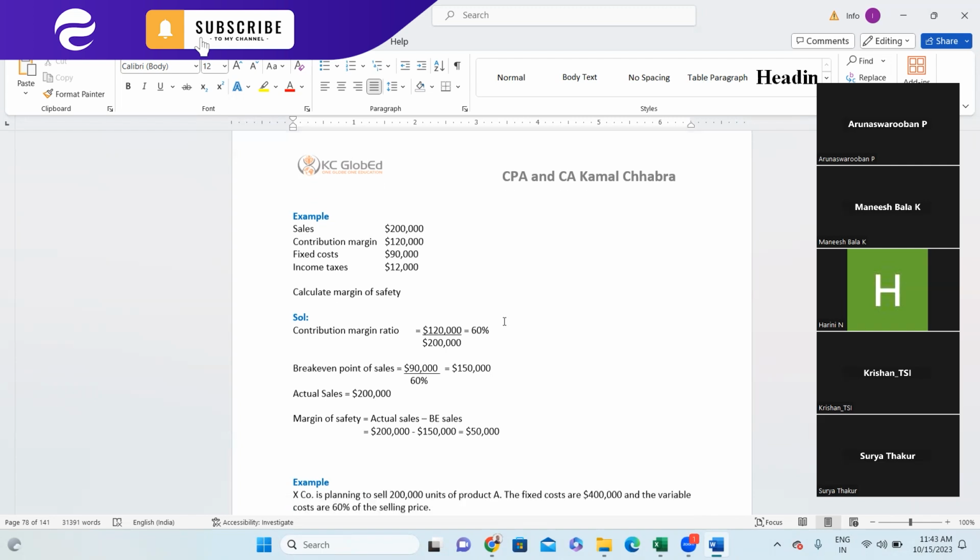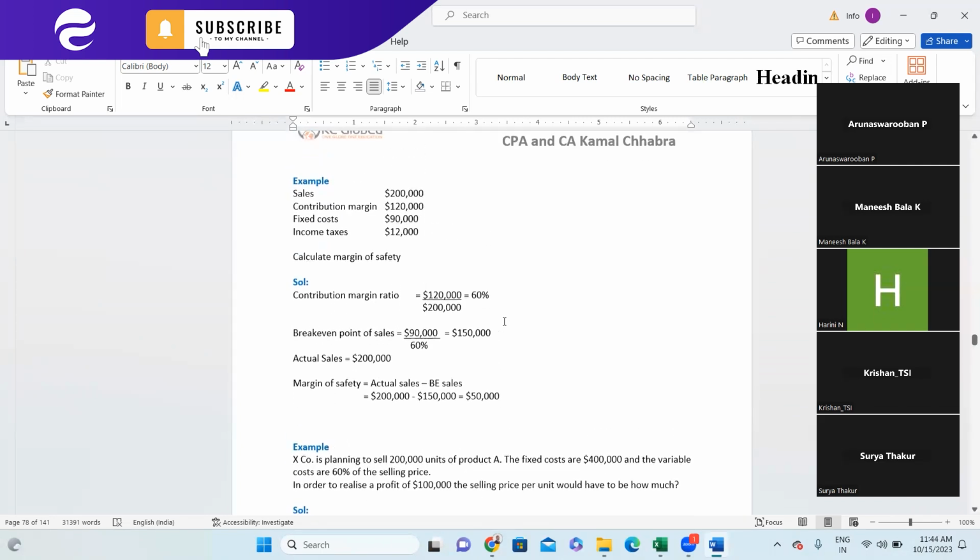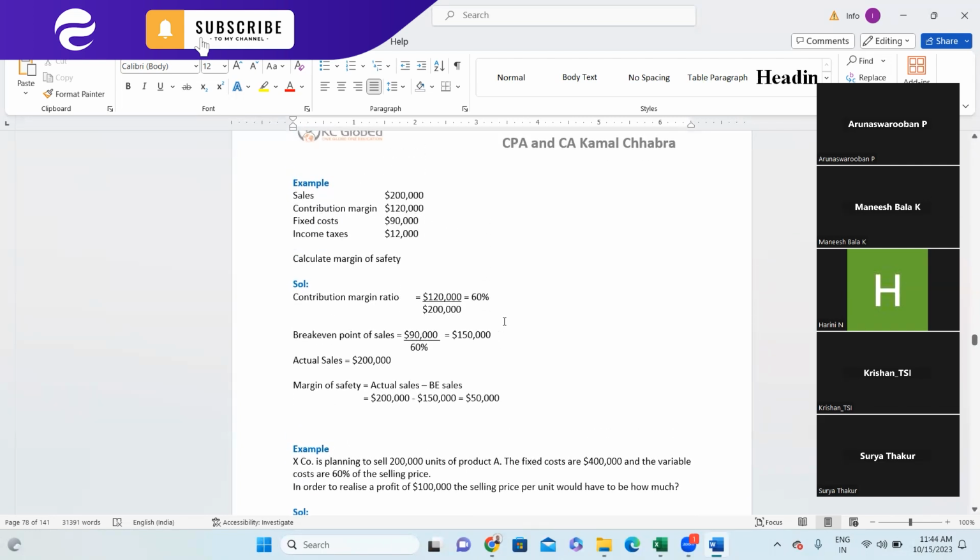Okay. Next question. So let's just look at the question. X company is planning to sell 200,000 units of product A. The fixed cost is $400,000 and variable cost were 60% of the sales price. In order to realize a profit of $100,000, the selling price per unit would have to be how much?